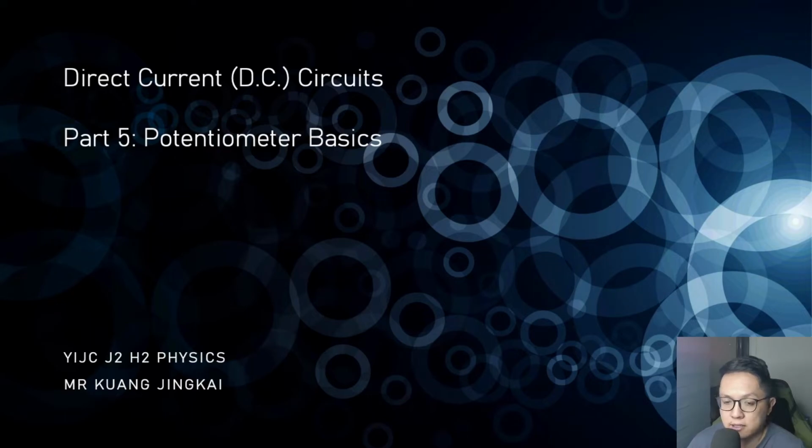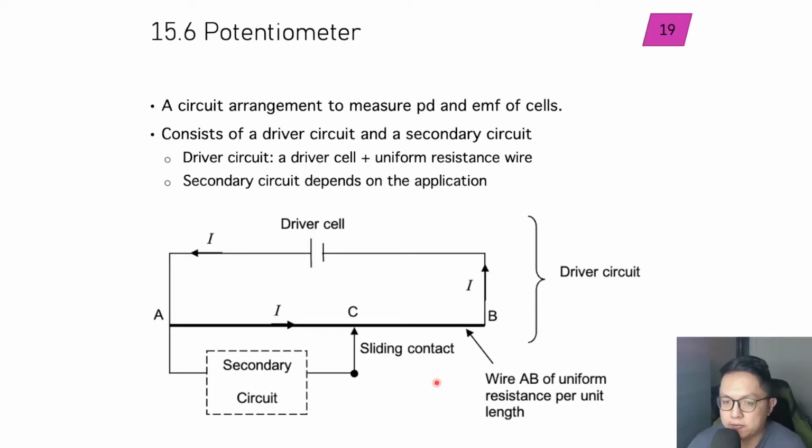So what's a potentiometer? This is a circuit arrangement that's used to measure the PD of a power voltage or the EMF of another cell. It consists of two parts, a driver circuit and a secondary circuit. The driver circuit is this portion here, the driver cell that is connected to the uniform resistance wire.